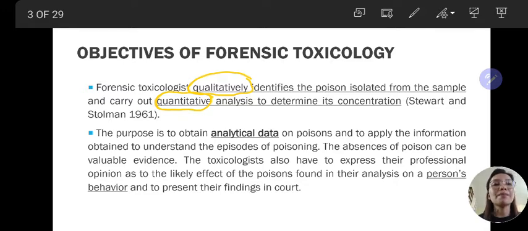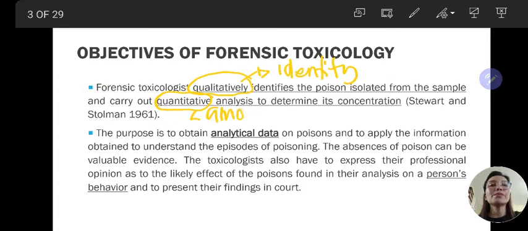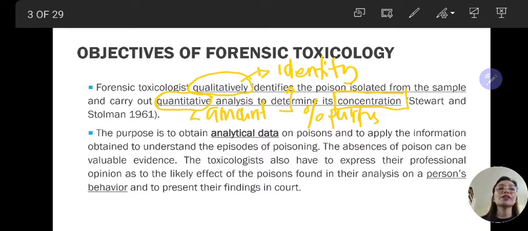of forensic chemistry. Qualitative examination deals with the identity of the substance present in a sample. So, qualitative is for the identity. And then quantitative analysis refers to the amount, or percent purity, of the substance present in a sample to determine its concentration. That is according to Stewart and Stallman of 1961.